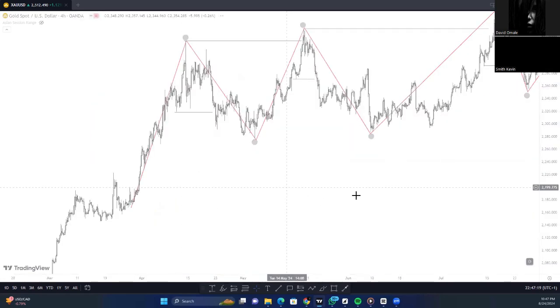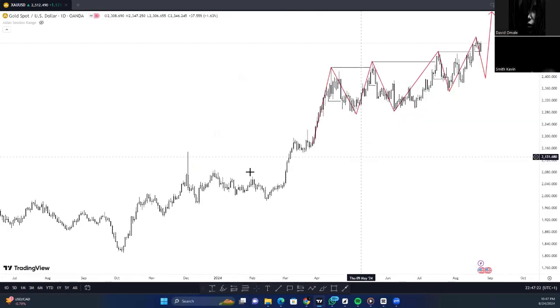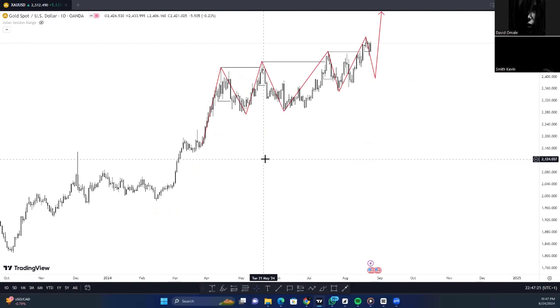So this is the true way of mapping out structure. This is the advanced way of mapping out structure. You need to consider inducement. And what is inducement? Inducement is the recent low or high: the recent low for an uptrend, and the recent high for a downtrend of the market. So we have to wait to see price take out that inducement before we can map out our higher highs and our higher lows.